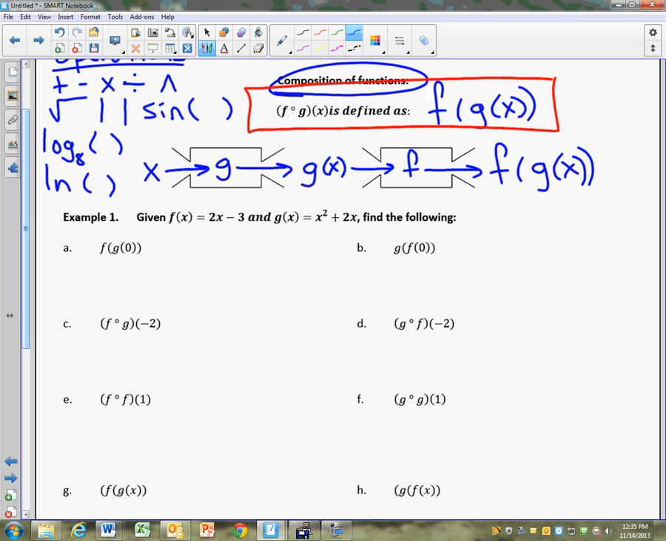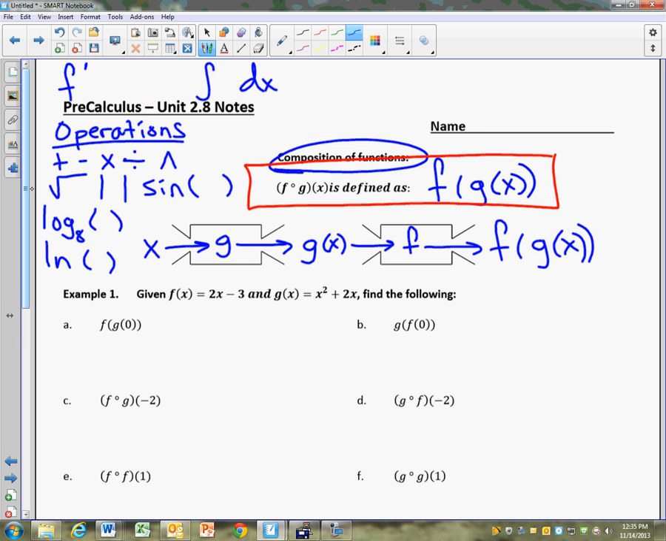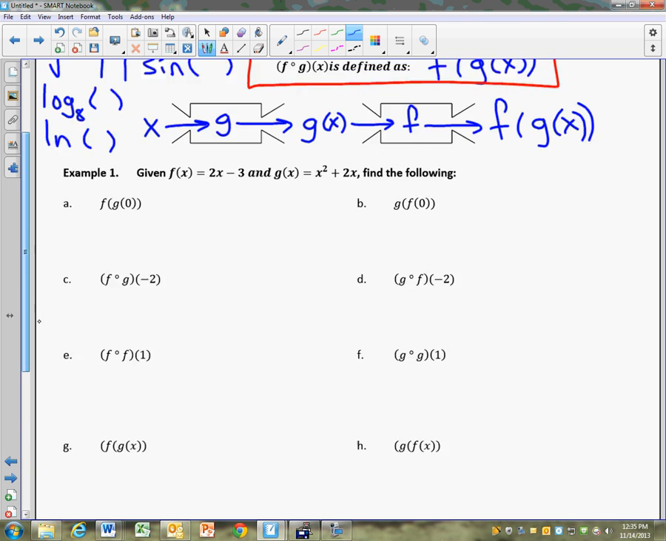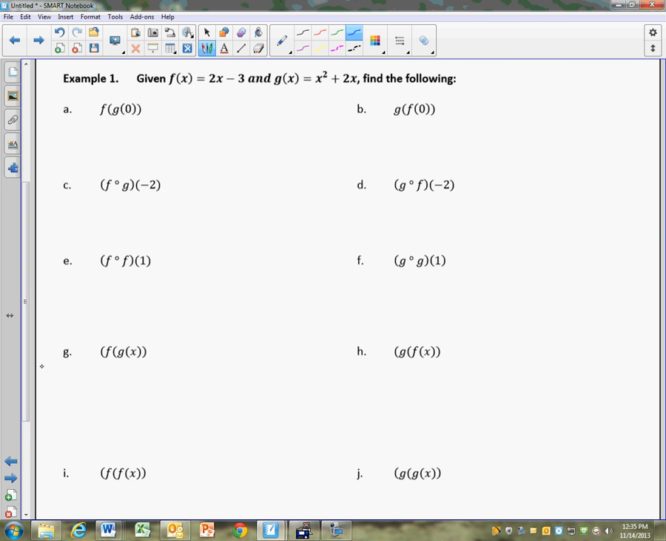This is really important because in calculus, when we want to do this thing that you see right here, and we want to do that thing that you see right there, a lot of times we're looking at composition functions. And when we're looking at those, it kind of makes things tricky. So let's practice some of the basics.